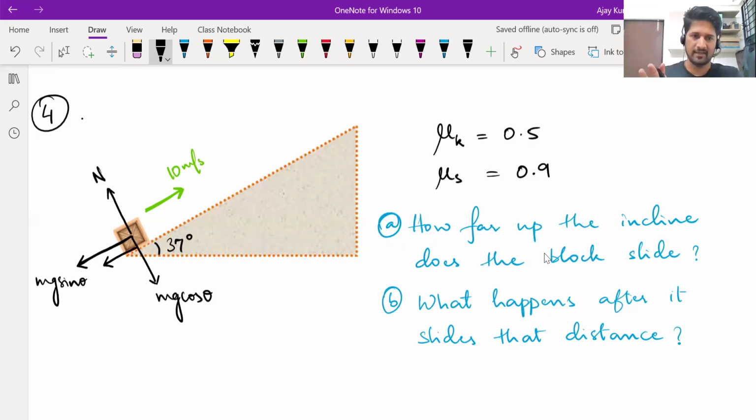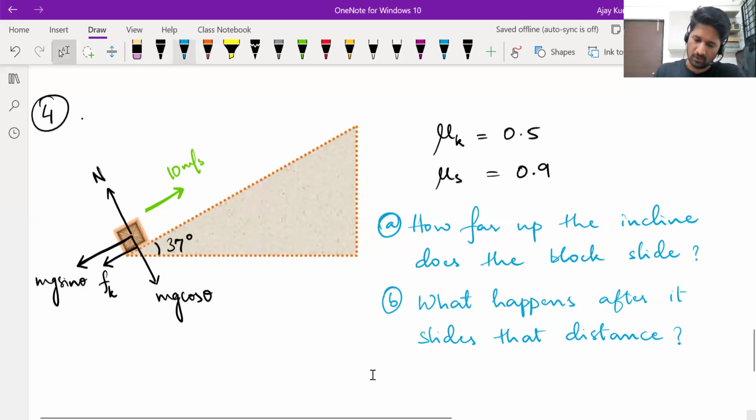Friction opposes sliding. Friction has no enmity with anything else. Friction doesn't have to oppose mg sine theta. Friction doesn't have to oppose any force. Friction has to oppose sliding. This block is sliding up the incline, so friction will act down the incline. And what kind of friction? Kinetic friction. As long as it slides, it is kinetic friction. Somewhere when it stops, it becomes static friction. That situation we'll discuss later.